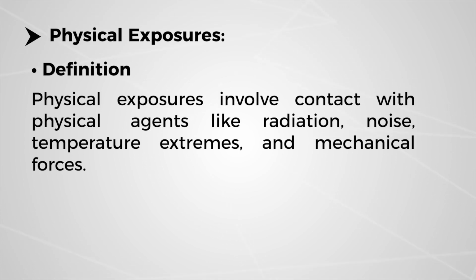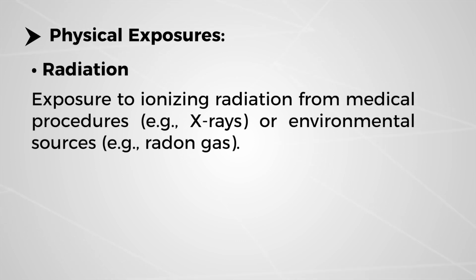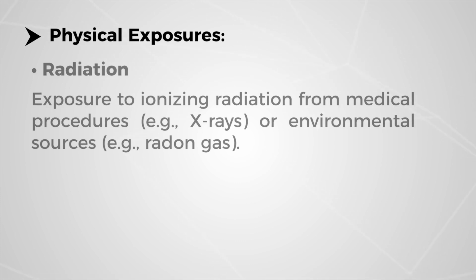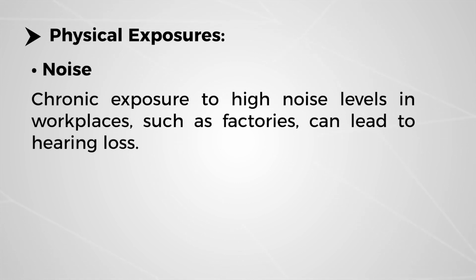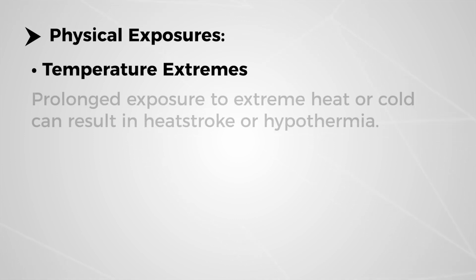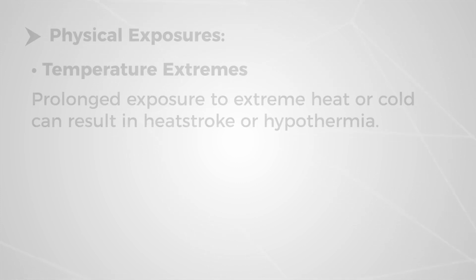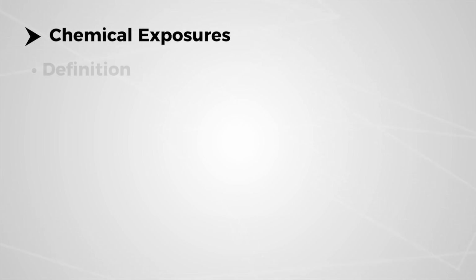Physical exposures involve contact with physical agents like radiations, noise, temperature extremes and mechanical forces. For example, radiations: exposure to ionizing radiations from medical procedures like X-ray, or from environmental sources, for example radon gas. Noise: chronic exposure to high noise levels in the workplace, such as factories, can lead to hearing loss. Temperature extremes: prolonged exposure to extreme heat or cold can result in heat stroke or hypothermia.